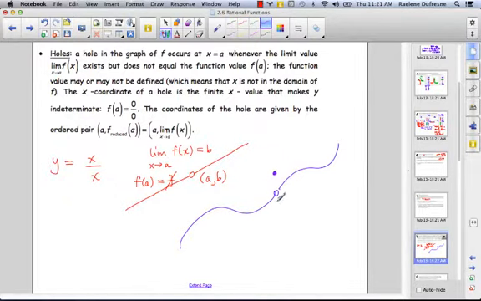In the blue case, we might still have the hole located at a comma b, but we might have a y-coordinate or function value defined at a different height from b. Let's call that height c. In this case, we would have the limit as x approaches a of f of x is b, but f of a is equal to c. Either way, whether we do have a function value or we don't, if it's not the same as the limit value, the function is not continuous, and we have a removable discontinuity.